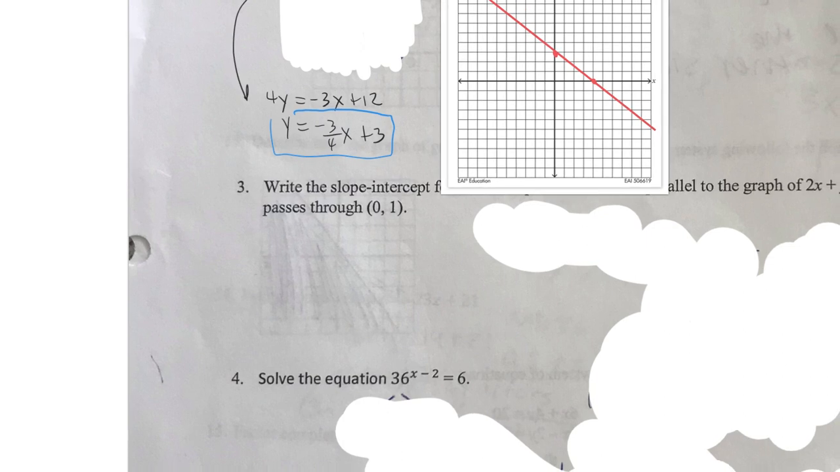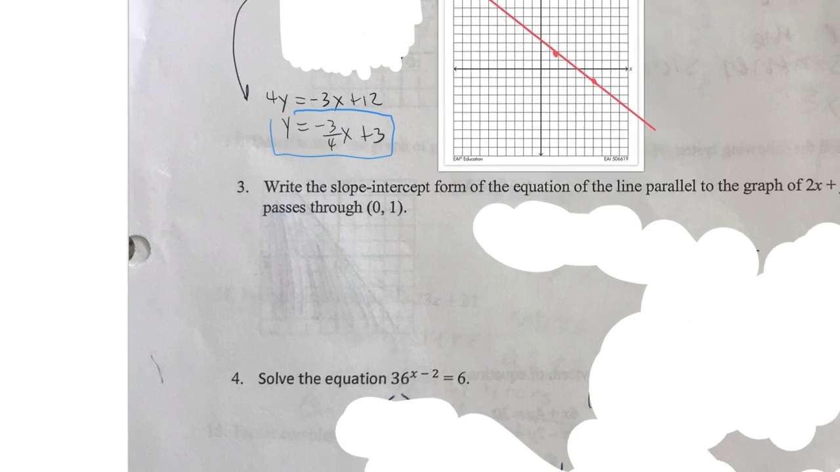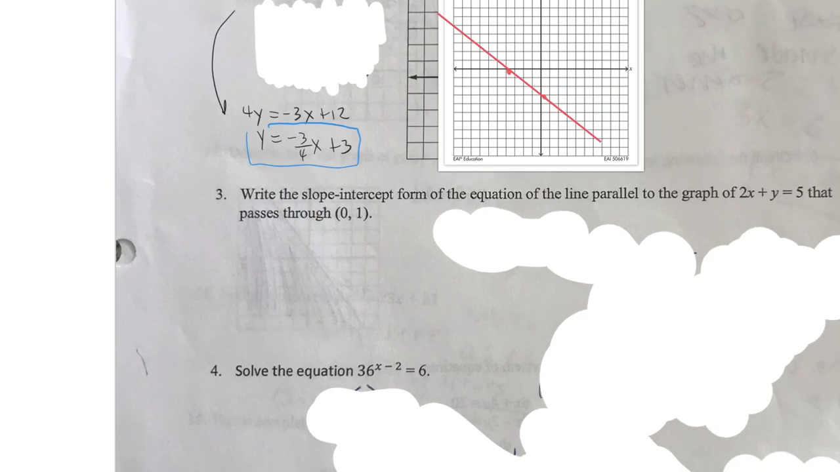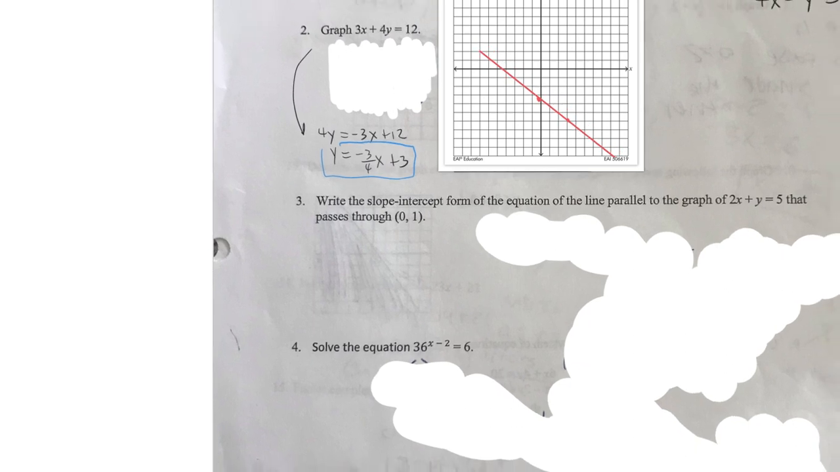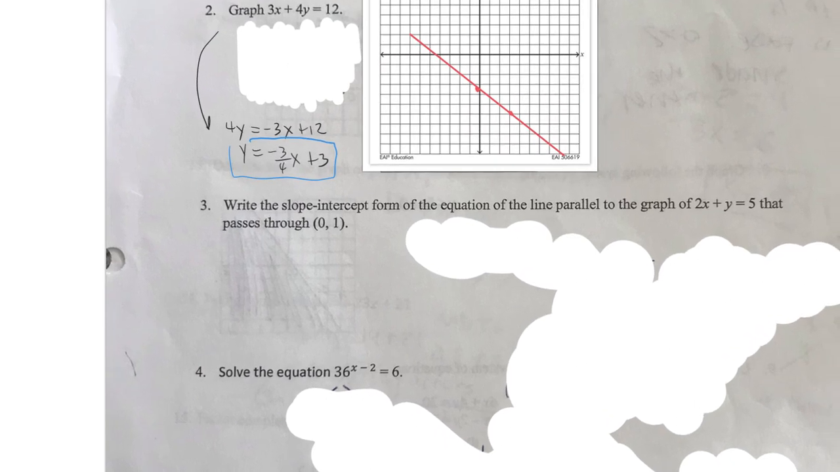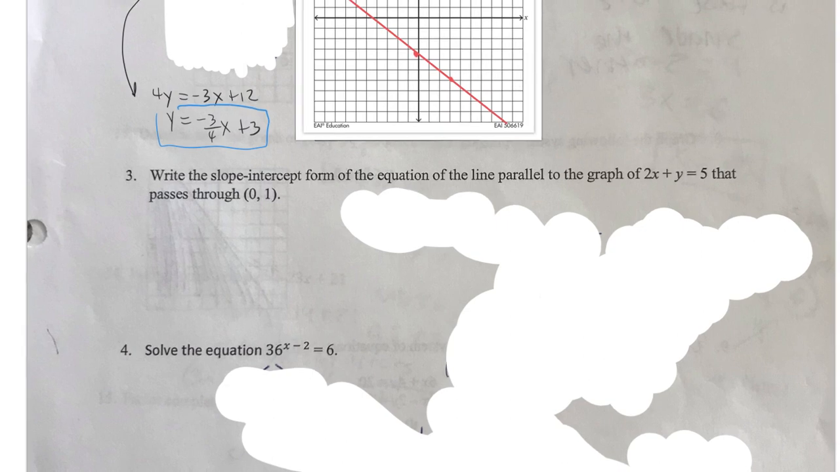Let's see. Looking at problem number 3, write the slope-intercept form of a line parallel to the graph of 2x plus y equals 5 that passes through 0, 1. So they want us to create a new equation of a new line that happens to pass through this point, but by the way, it's also parallel to this line.